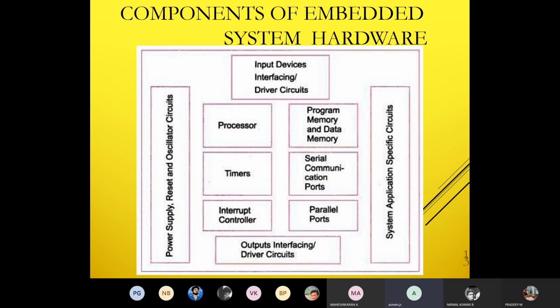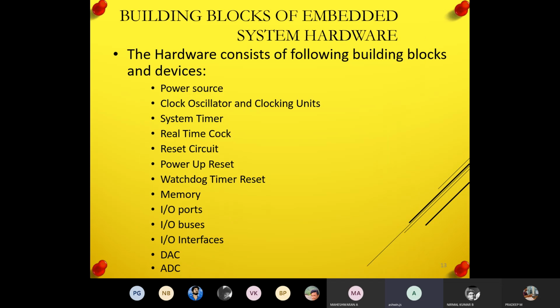And the system application specific circuit. So what is the system application specific circuit? Suppose I am measuring temperature, then I want a temperature sensor. Suppose I am measuring humidity, then I will change to a humidity sensor. So for a specific application, I require a small separate circuit. Okay, so these are the building blocks of an embedded system.